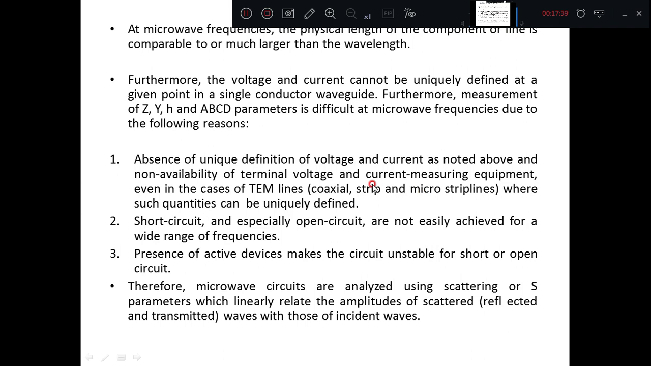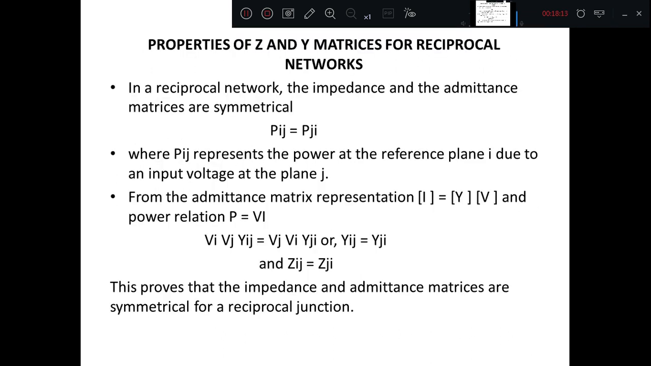I said the voltage and current cannot be uniquely defined, right? Short circuit and open circuit cannot be easily achieved for a wide range of frequency. If you use active devices, ultimately the circuit becomes unstable under short and open circuit, right? And the ultimate solution for this is what? We have to go for a new type of parameter known as the S parameter, which is widely applicable for all kinds of microwave networks or circuits, right?